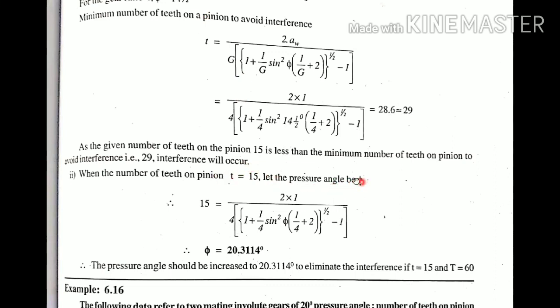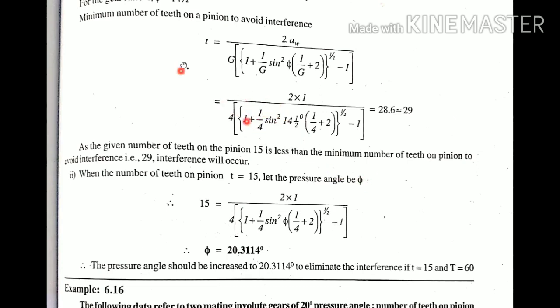Therefore what may be the phi value should be there? Actually the phi value given is 14 and a half. Therefore by using this, definitely there is interference. Therefore I don't want to change the 15, the number of teeth, now. Whether it may be possible to change the pressure angle, then what may be the value we need to change?